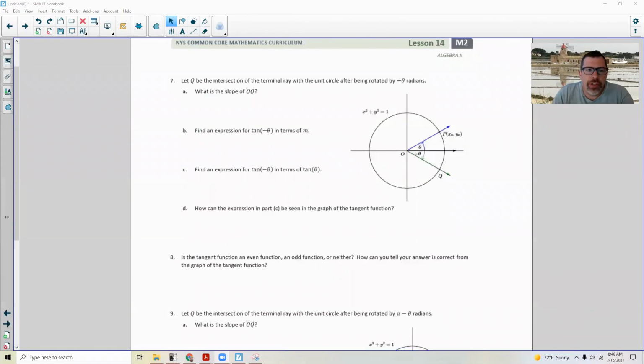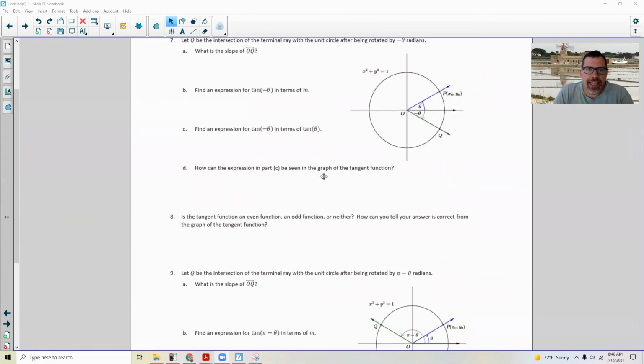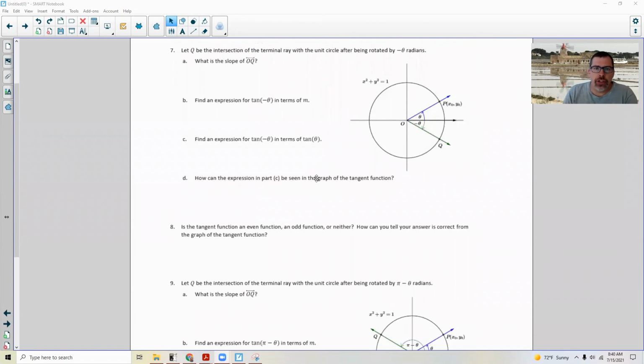All right, page 4 brings us to number 7. Let Q be the intersection of the terminal ray. So let's just walk through this. Where's Q? Q is right here. So the terminal ray is OQ. Let Q be the intersection of the terminal ray with the unit circle after being rotated by negative theta radians. What is the slope of OQ?